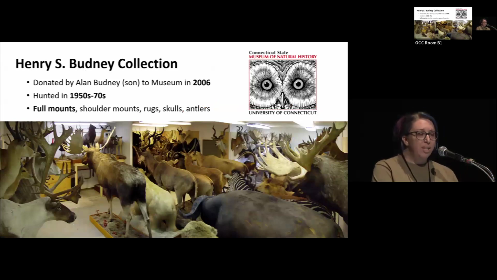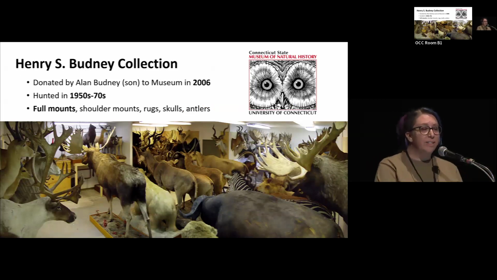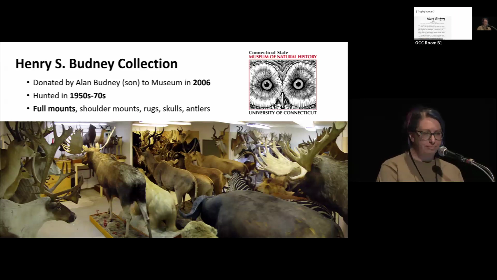So the focal group today is the Henry S. Budney collection, again in the CSMNH, donated in 2006 by one of his sons. These were all collected in Africa, North America, primarily, a few neotropical organisms as well, but hunted out in the 1950s and 70s. The collection comprises full mounts, shoulder mounts, rugs, skulls, and antlers. I'm only going to be presenting full mount data today.